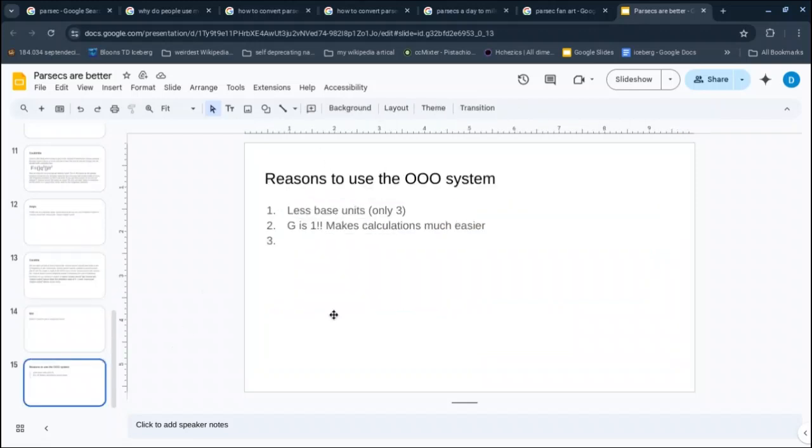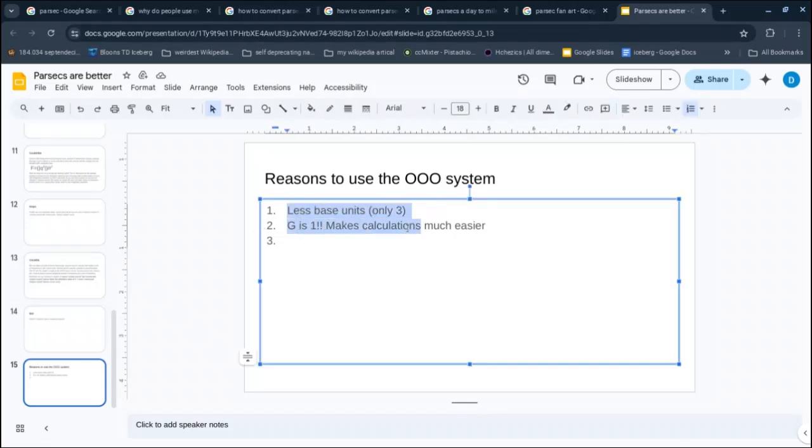So now these are the reasons to use the SI system. Less base units, there are only 3. G is 1, makes calculations much easier. And yeah, that brings you to the end of this YouTube video.